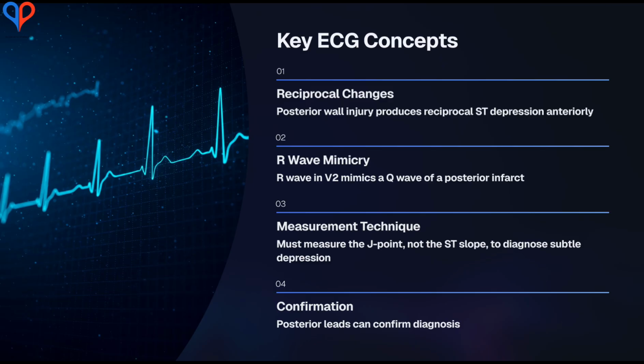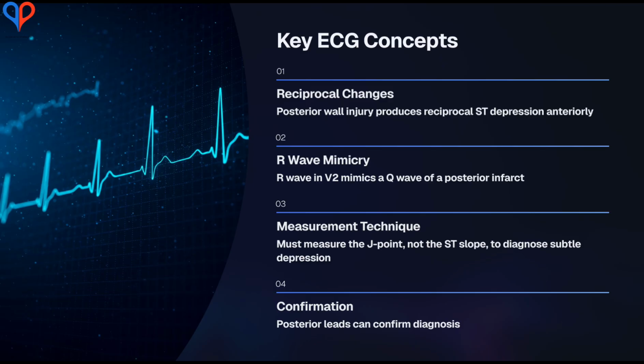Tall R waves in V2 to V3 are another major clue. An R wave in the anterior leads is the mirror image of a posterior Q wave. When paired with upright T waves in V1 to V3, the pattern becomes almost pathognomonic.